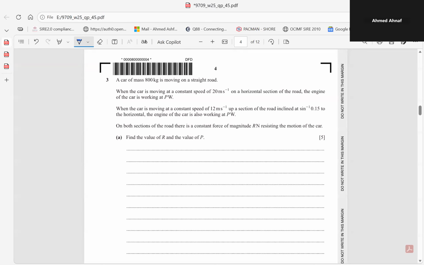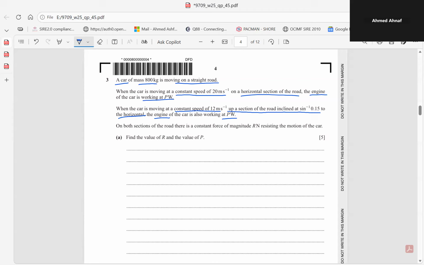Okay, so for this question, we are told that a car of mass 800 kg is moving on a straight road when the car is moving at a constant speed of 20 meters per second on a horizontal section of road, the engine of the car is working at P watts. When the car is moving at a constant speed of 12 meters per second up a section of the road inclined at sine inverse 0.15 to the horizontal, so this is like going up a hill, the engine of the car is also working at P watts.